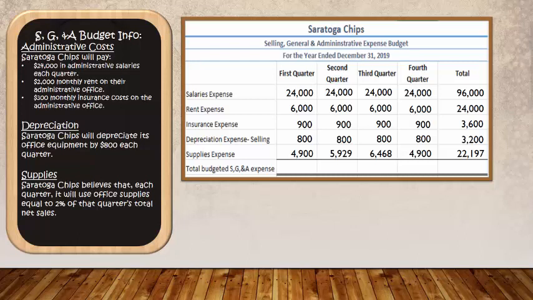To figure out our total budgeted SG&A expense, we simply add all of the numbers in the column for each quarter. So in the first quarter, our total budgeted SG&A expense is equal to $36,600: $24,000 plus $6,000 plus $900 plus $800 plus $4,900. We're going to add each column for the successive quarters, so our second, third, and fourth quarter, giving us $27,629 in SG&A expenses during the second quarter, $38,168 for the third quarter, and $36,600 for the fourth quarter. In total, they're going to have a budgeted selling, general, and administrative expense of $148,997 for the 2019 fiscal year.